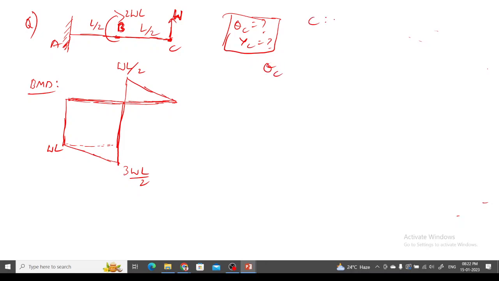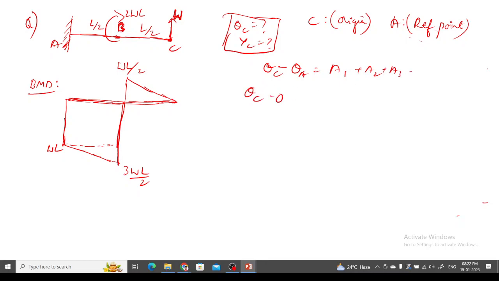So what will be the origin? C will be the origin, and the reference point will be A. Okay. So theta C minus theta A will be equal to the area of A1 plus A2 plus A3. Since theta A is equal to 0, theta C minus 0 equals A1. So this will be A1, this will be A2, this will be A3, and these are negative. Okay, so with sign I have to take, and this is positive.